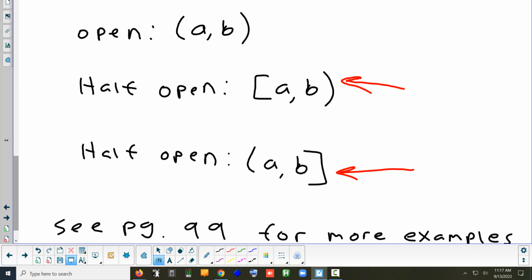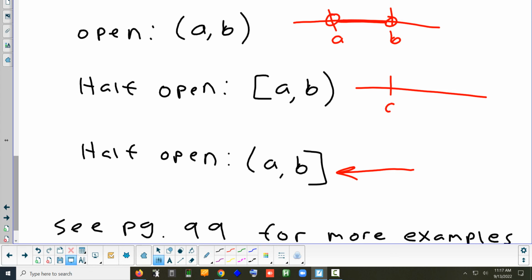If you want to think about what these look like as graphs, it looks something like this. A, B, open circle, shade between. Half open, okay, so make another number line. A, B, filled in circle on A, open circle on B, shade between. And you can look at the other types on page 99 if you want to see.